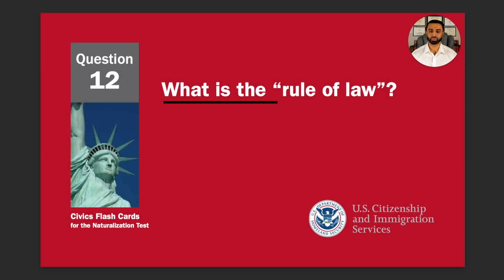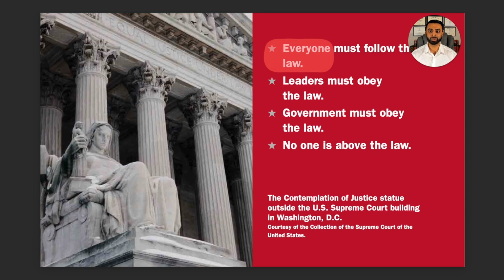What is the rule of law? It means that everyone must follow the law, that leaders must obey the law, that the government must obey the law, and no one is above the law. You only need to memorize one of these.